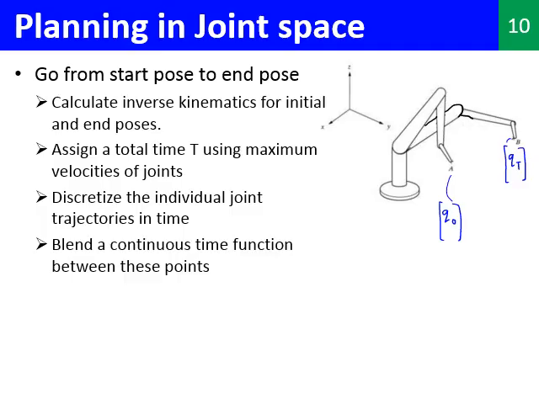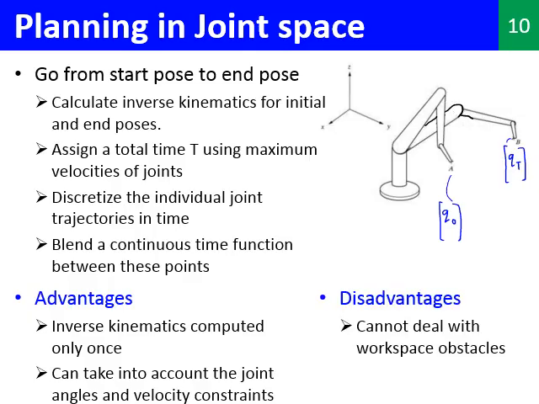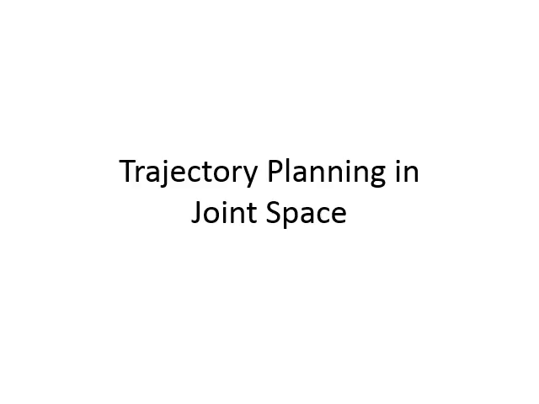So what are the advantages of joint space trajectory planning? We have to compute inverse kinematics only once, and we can also take into account the constraints that we have in joint angles and joint velocities. The disadvantage of joint space trajectory planning is that we cannot deal with workspace obstacles, because everything is handled in joint space. In this module, we are only going to look at trajectory planning in joint space.